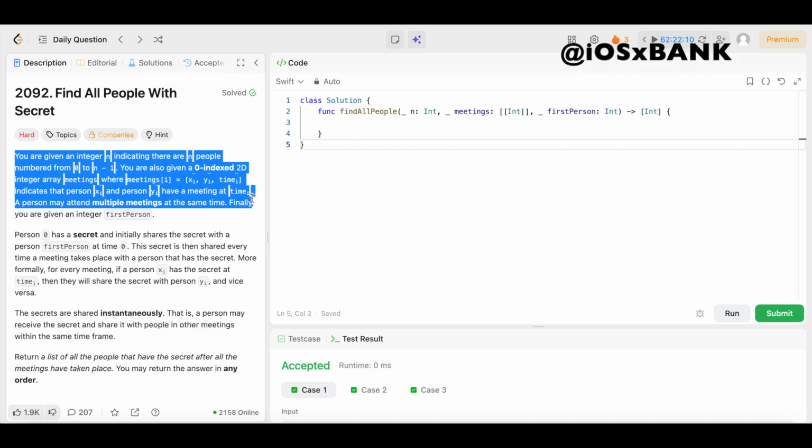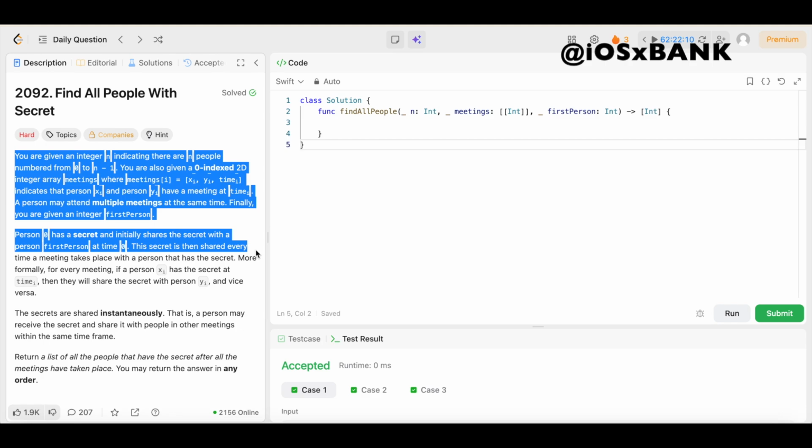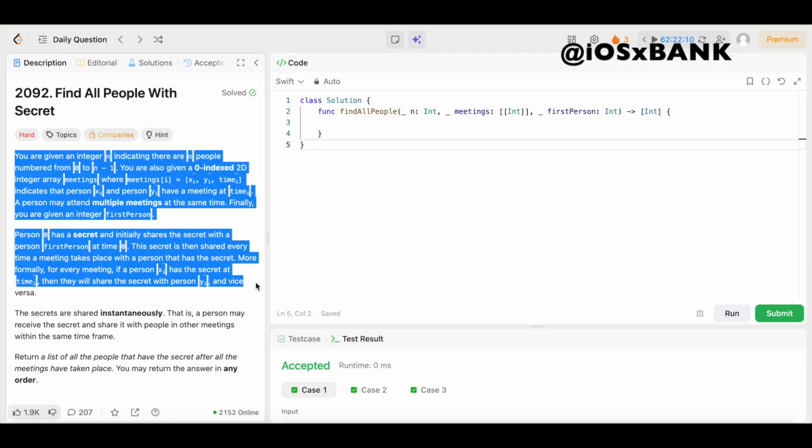A person may attend multiple meetings at the same time. Finally, you are given an integer firstPerson. Person 0 has a secret and initially shares the secret with firstPerson at time 0. This secret is then shared every time a meeting takes place with a person that has the secret. More formally, for every meeting, if person xi has the secret at time i, then they will share the secret with person yi and vice versa.